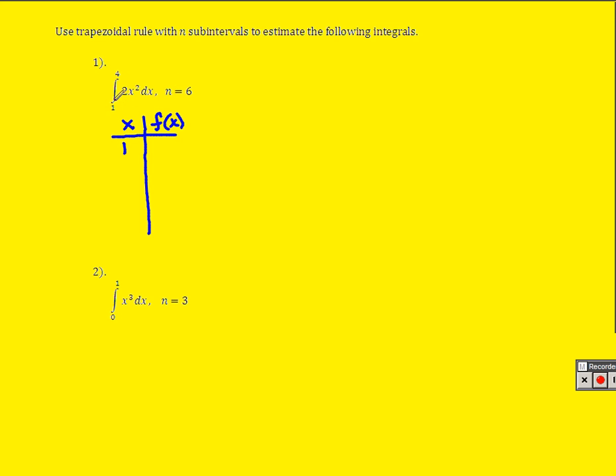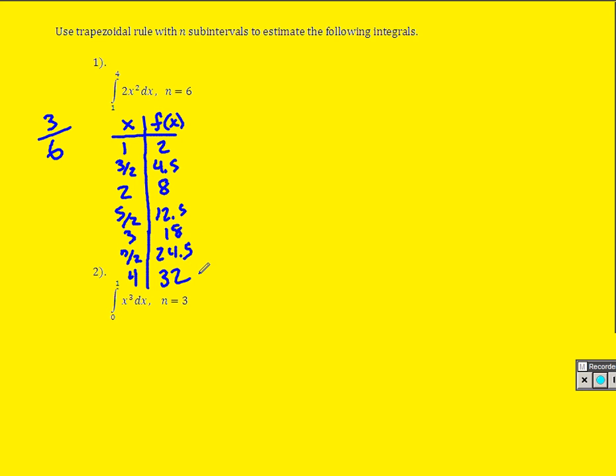If I want 6 intervals going from 1 to 4, that means to find how big each interval is, I take this difference, 4 minus 1 is 3, over the number of intervals 6, so I need to count by 1/2. So 1, 1.5, 2, 2.5, 3, 3.5, and 4 as my x values. Then, to do my y values, I'm just going to plug in f of x. So 1 squared is 1, times 2 is 2. Then this becomes 4.5, this becomes 8, this becomes 12.5, 18, 24.5, and 32 for my f of x values.